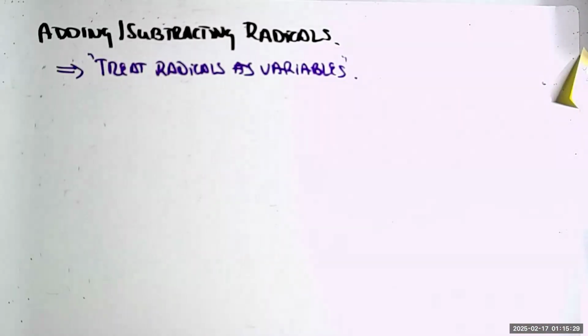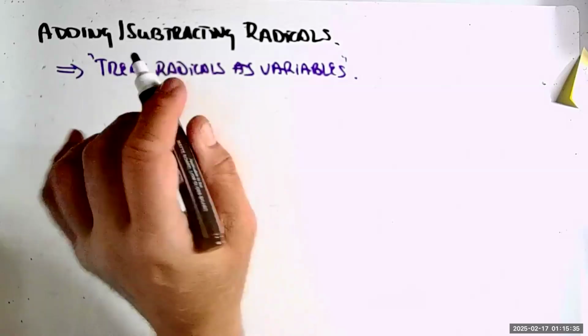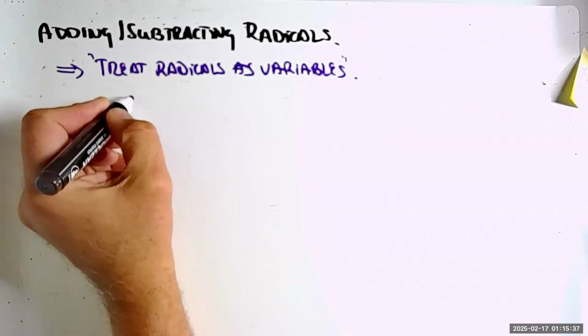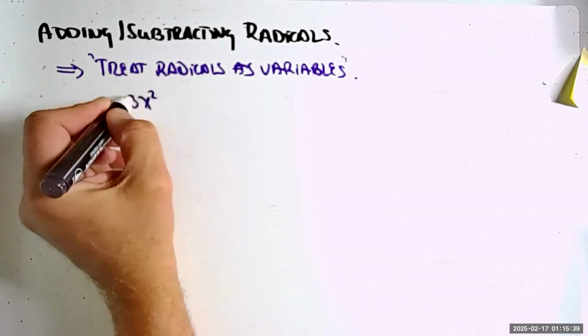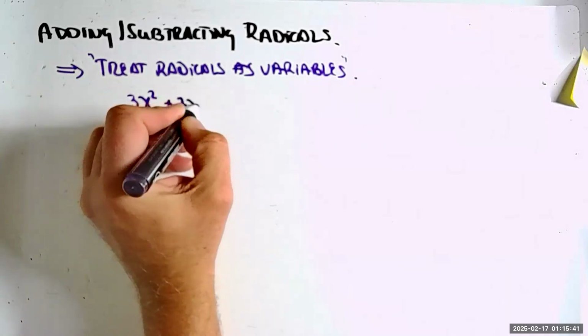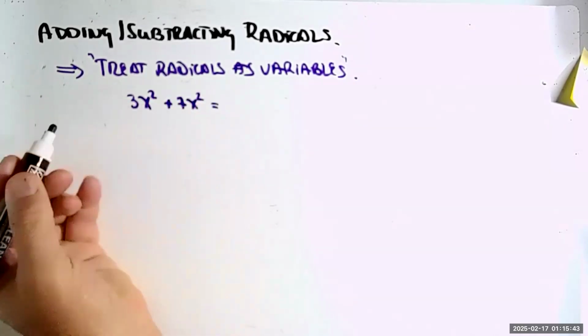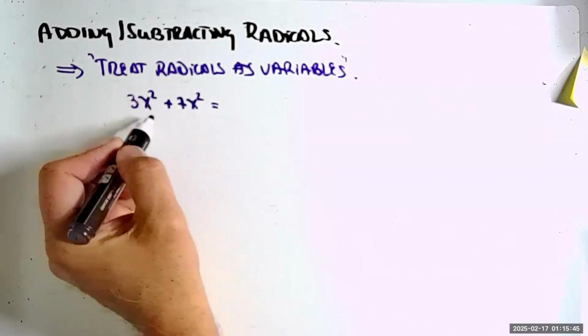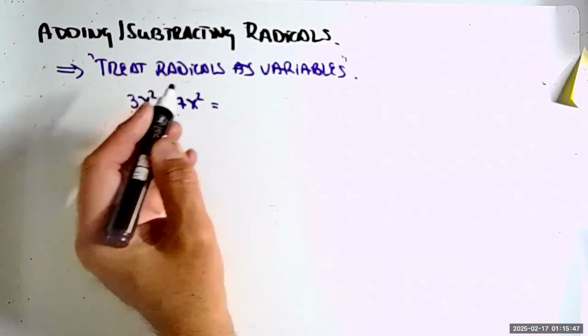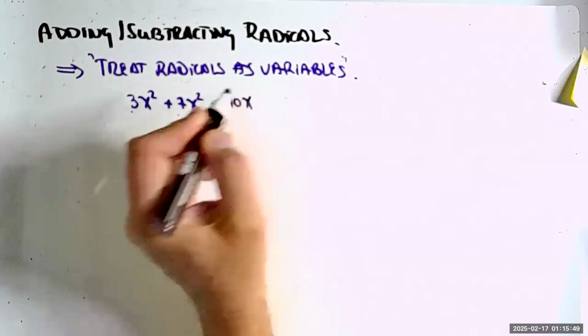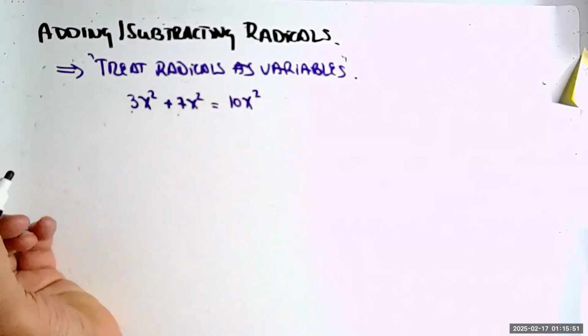Quick video on how to add and subtract radicals. I always say, just treat the radicals just like any variable. For example, if you have 3x squared plus 7x squared, all these are like terms, same base, same exponent, so you can combine like terms, 3 plus 7, 10x squared.